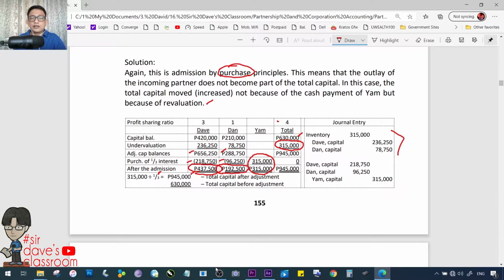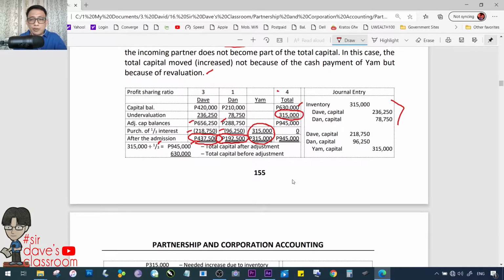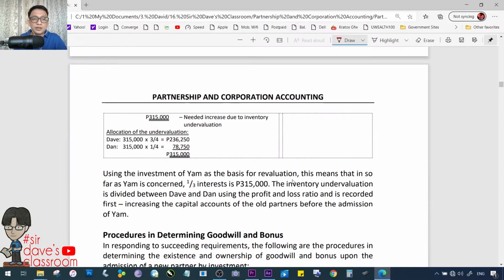This is the journal entry. Debit inventory, 315,000. Credit Dave capital, 236,250. Inventory nga ba to? Just like nung kanina. And Dan, 78,750. For the transfer of the capital balance, this is 218,750 coming from Dave. So yun yung mawawala sa kanya. And 96,250 from Dan. Credit Yum, 315,000. So sabi natin dito, using the investment of Yum as the basis for evaluation, etc. Alam na natin how this works.